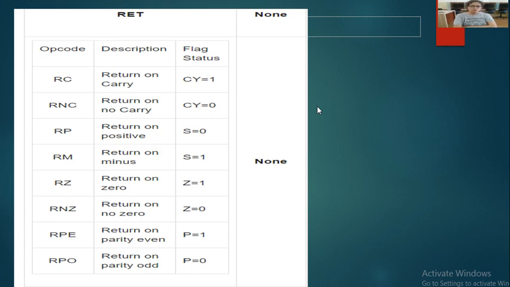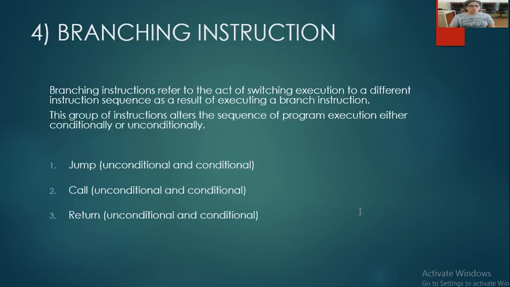So with this, we have finished branching instructions. In this group also, you just have to change the first alphabet. Here the first alphabet is R. R stands for return, and the rest of the alphabets remain the same. So with this, we have completed the fourth instruction set of 8085.